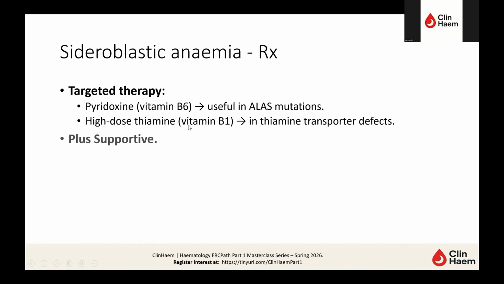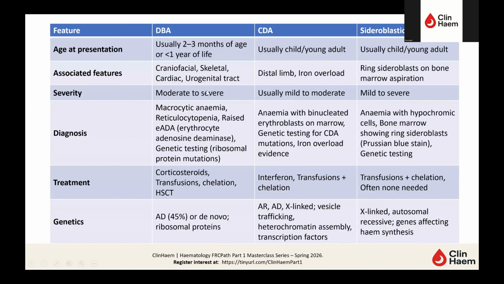You can give thymine plus supportive management or transplant if it's severe. This is a summary of all that I've said. DBA is pure red cell aplasia; red cell precursors are like diamonds, you can't see them in there. And ADA is raised in DBA, with response to steroids. CDA is like MDS, a congenital MDS.